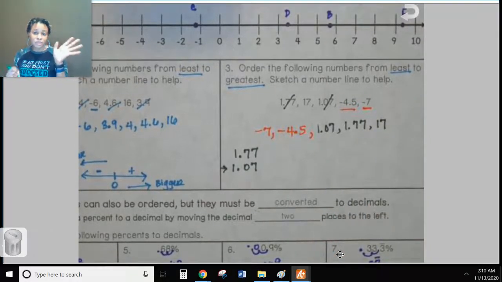So from least to greatest, my least is -7 because it's farther away from 0. And then it's -4.5, 1 and 7 hundredths, 1 and 7 tenths, and 17. So I feel like that was pretty easy, right? So let's jump into one that's a little bit more complicated.